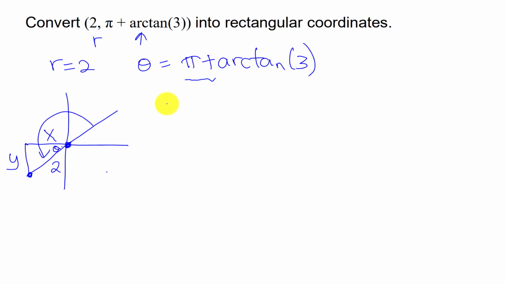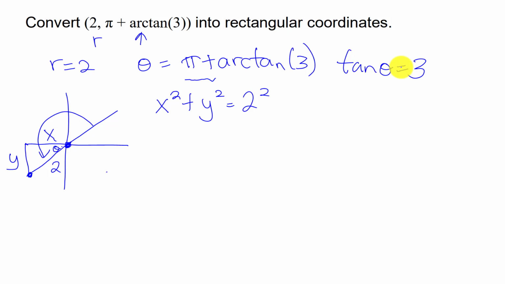We got two connections. We can use the Pythagorean theorem on the triangle and get x squared plus y squared equals 2 squared. And then we can also use the fact that if arctan is 3, then we know that tangent theta equals 3. But because of that plus pi, we know instead of being in quadrant 1, we are in quadrant 3, where tangent is also positive, and it's pi away from the quadrant 1 one.